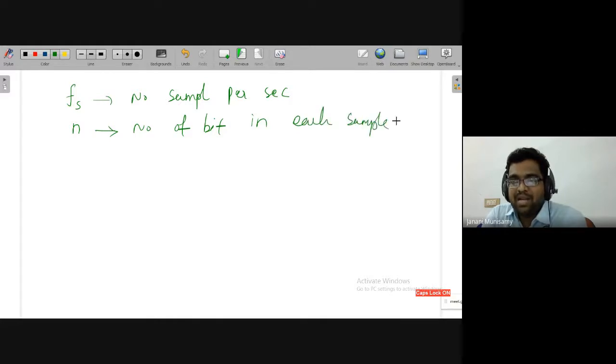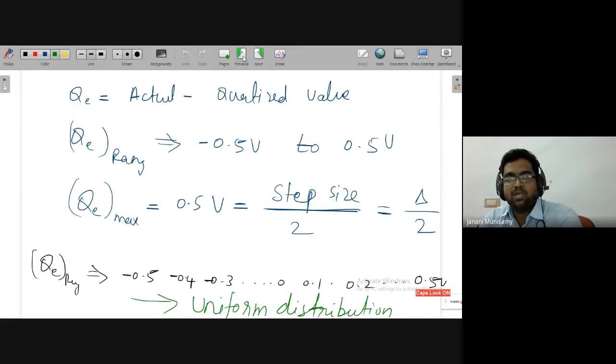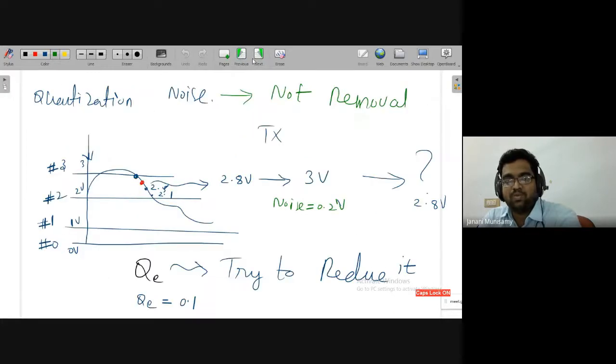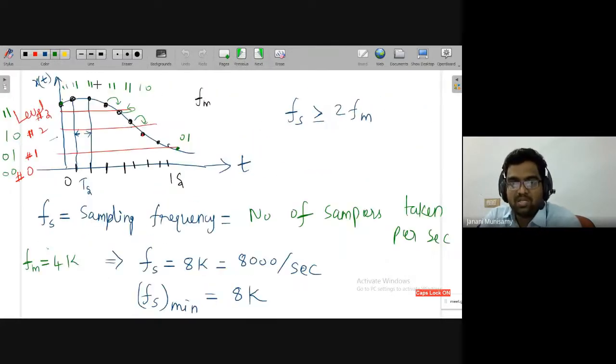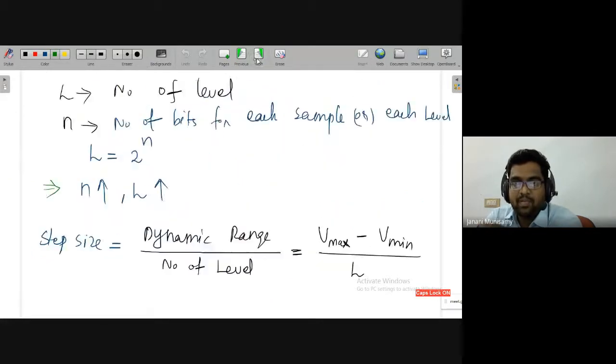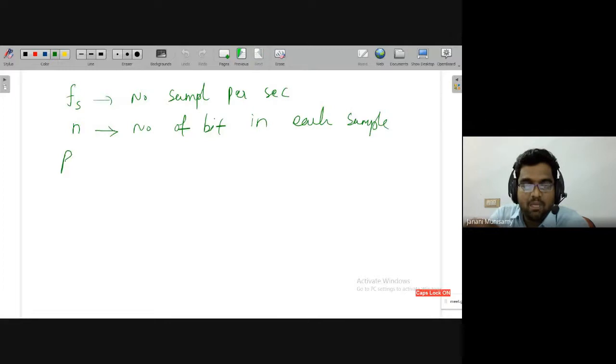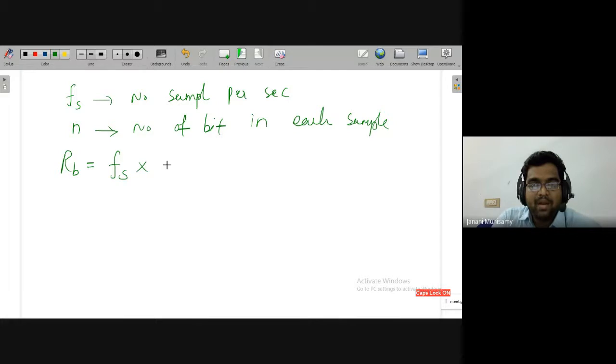Then what is my data rate? See, ultimately somehow I have assigned ones and zeros. Now what is the data rate? That I will mention as RB. RB means finally how many bits are there per second. That is simply fs multiplied with n, the sampling frequency multiplied with n. What is the unit of this? Bits per second.